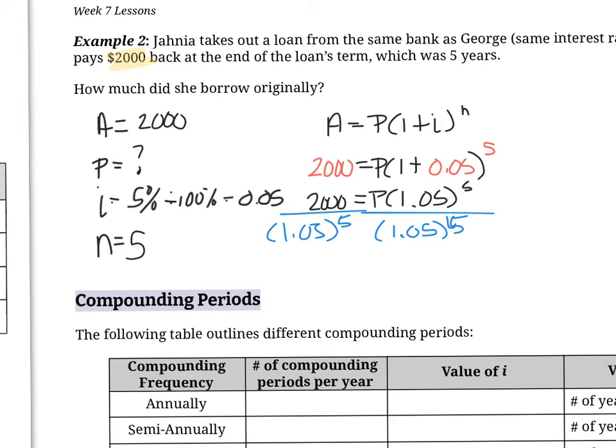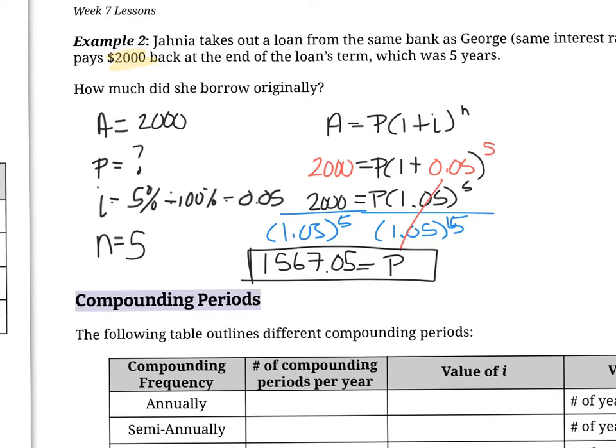Okay, so now this entire thing here is going to cancel out. 1.05 to the power of 5 divided by 1.05 to the power of 5, gone. So we have P equals, and then we're going to throw this whole thing into the calculator. Here we go. It's going to be $1,567.05.